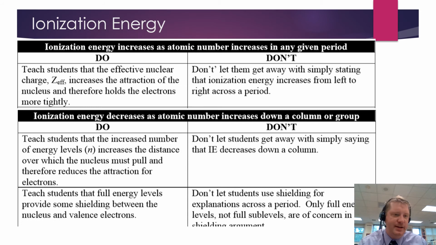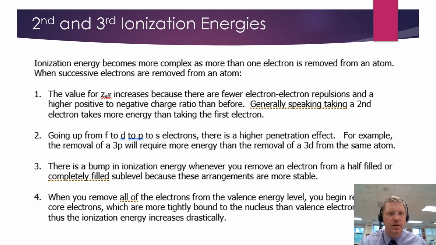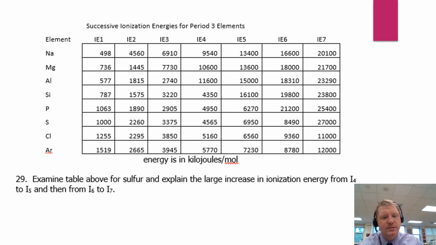Okay. Ionization energy, again, you have to talk about effective nuclear charge and shielding effect. I kind of just touched on this. What about second and third ionization energies? This is where you're taking the second electron or possibly a third or fourth. Why would it cost so much energy to remove all of these electrons?